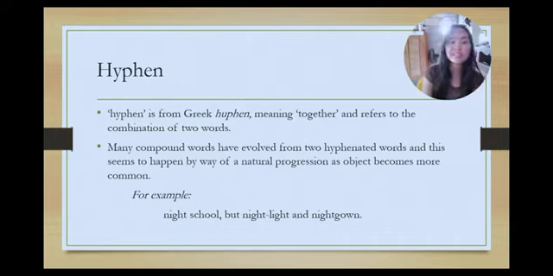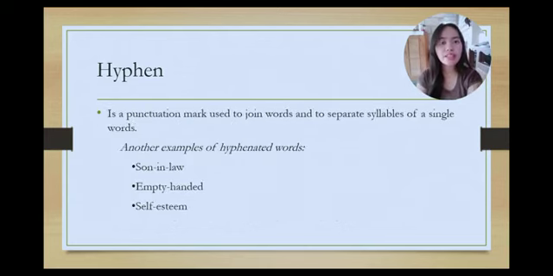As you have noticed, there is a dash between the words night and light. Actually, this is not really a dash because there are different types of dash. So that is applied as a hyphen in order to, as the words become more common. And the next, hyphen is a punctuation mark used to join words and to separate syllables of a single word.